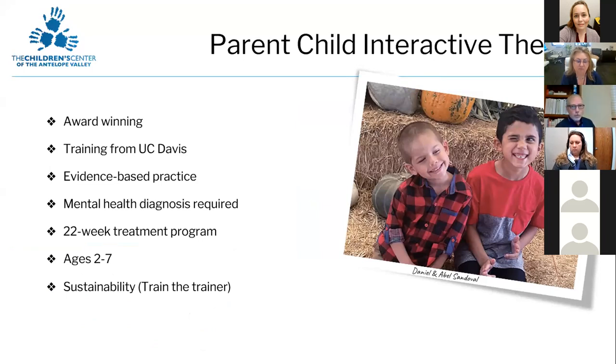So one of the programs we have is called Parent-Child Interaction Therapy. This is a heavily research-based approach of providing treatment to the child. And we are trained through UC Davis. They're really the spearhead of training for parent-child interaction therapy. It's also called PCIT. So it is an evidence-based practice. There's hundreds of research studies done on it to prove the effectiveness. And these are kids who do have some kind of mental health disorder, such as a trauma disorder, an anxiety disorder, a disruptive behavior disorder. So they have some kind of serious problem going on where it's impairing their functioning in the community. It's about 22 weeks.